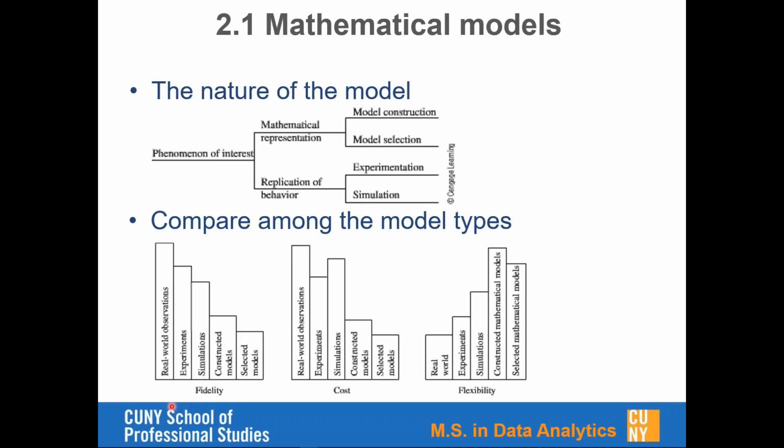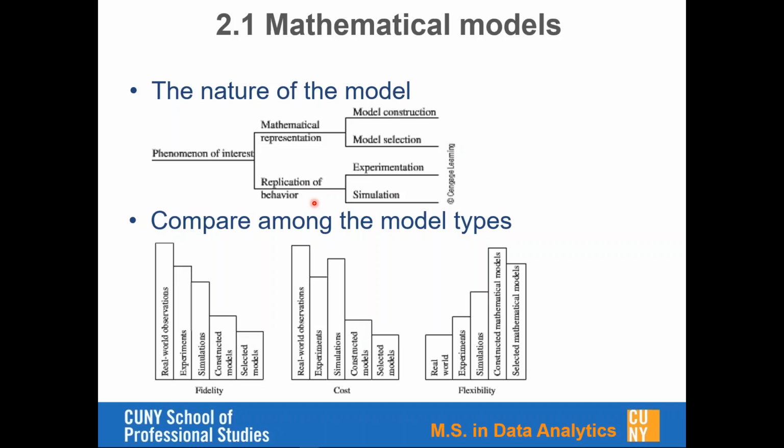And then the nature of a model. Based on the nature of a model, we could separate two different types of things. One type would be a mathematical representation. You can use model construction, model selection to build a mathematical model to understand the phenomena or understand the problem. But on the other end, if you want to replicate the behavior, you could use experimentation or simulation, which is so different in comparing with the math model.